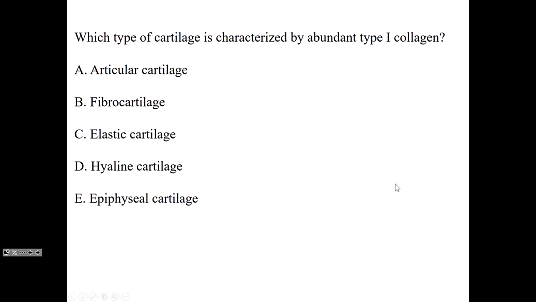So, here's our question. Which type of cartilage is characterized by abundant type 1 collagen? Boy, that couldn't get more timely, could it? So I think we know the answer to that, right? Type 1 is only in fibrocartilage.